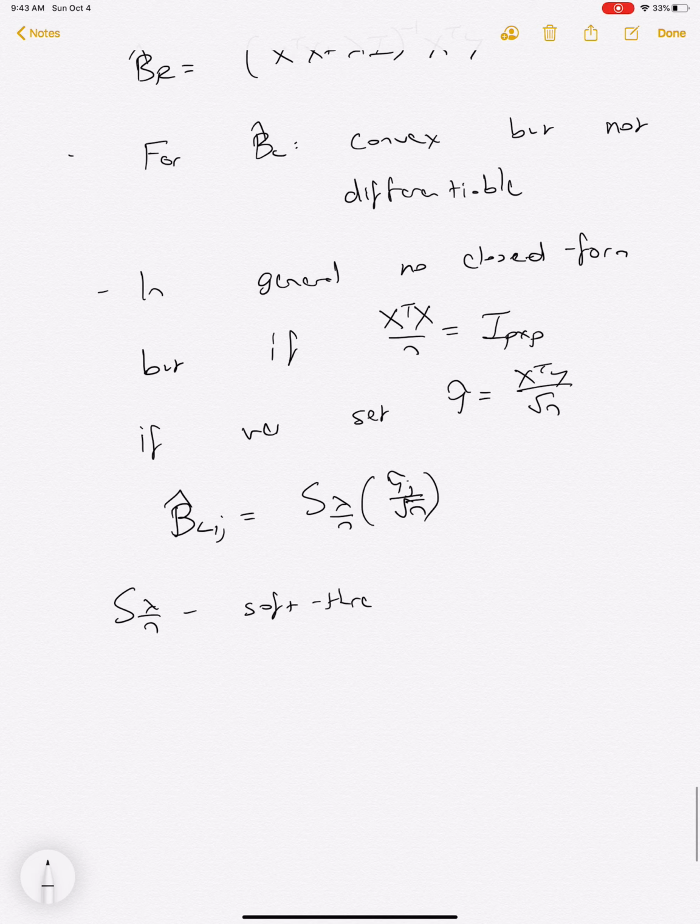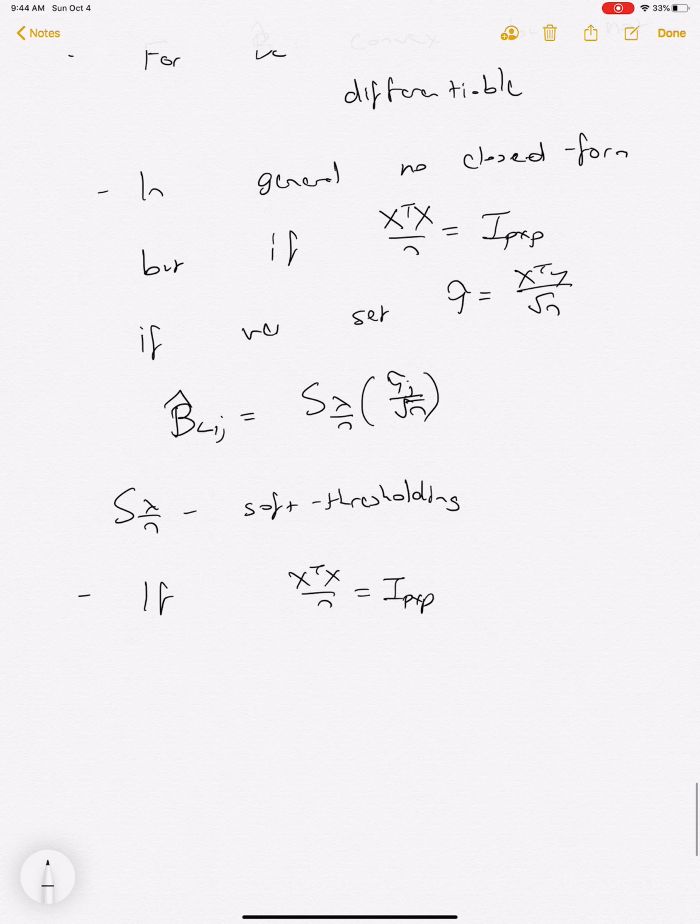Soft thresholding. This was the basis for a lot of algorithms, like coordinate descent and others. And just to also point out that if X transpose X over n equals the identity, we can also write beta hat R, the ridge estimator, in a very convenient way as well.